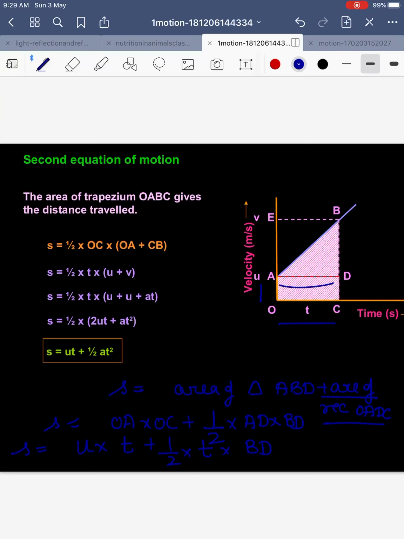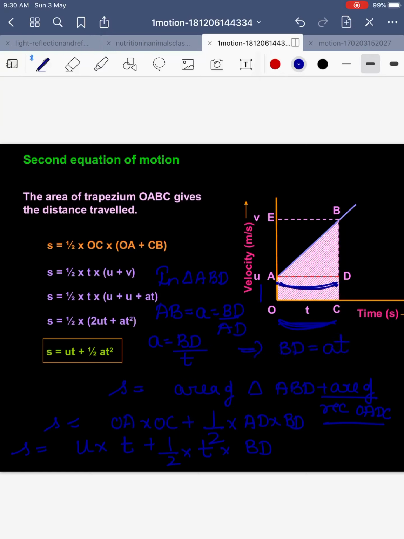See, in triangle ABD, slope AB, that is equal to acceleration, is BD divided by AD. That is what we had written. So a is BD. In place of AD, I can write T, because I told you AD is equal to OC is equal to T. So BD is equal to at. Okay, so this value of BD, that is at, I'll put here. So I'm going to rub this.